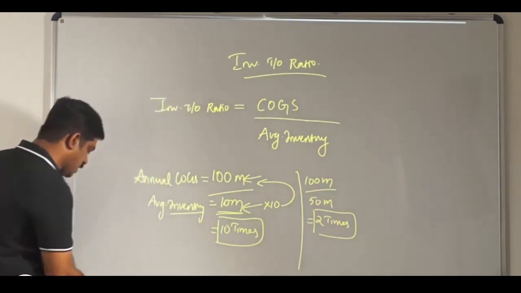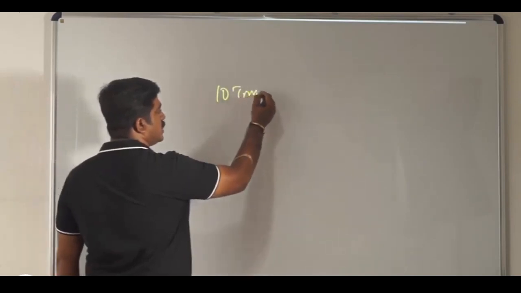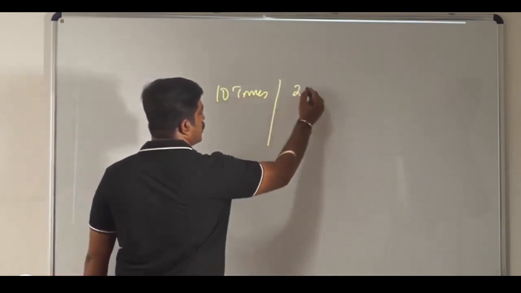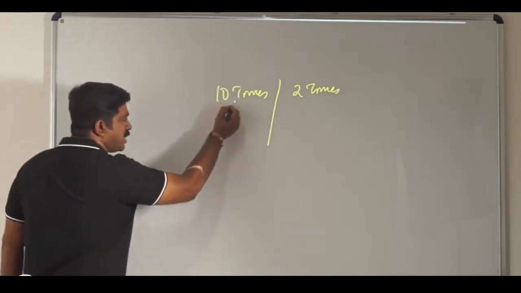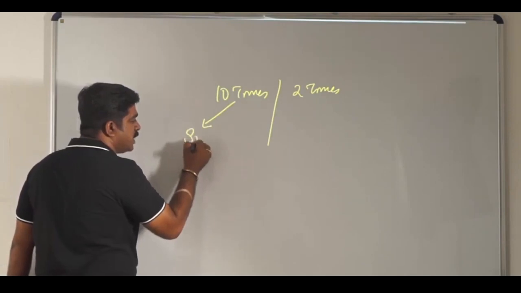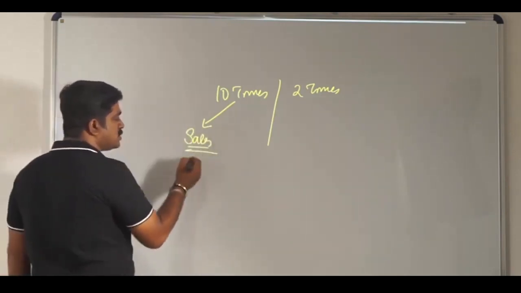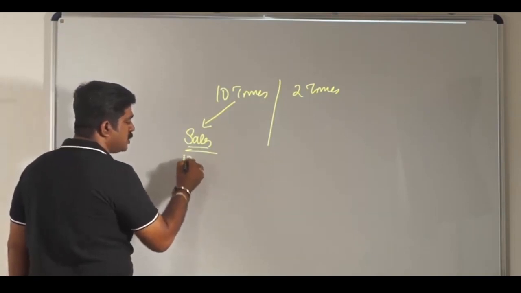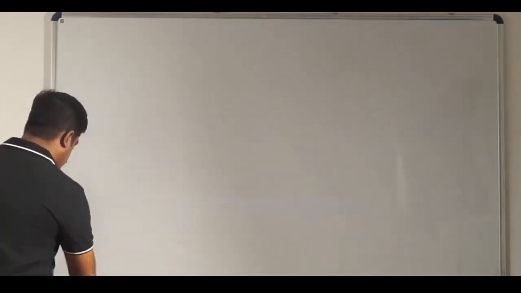Let's understand that. Let me put it here. If inventory is rotated 10 times, and if inventory is rotated only 2 times. If inventory is rotated 10 times, it means I am making sales 10 times, right? Every time I am making sales of goods worth 10 million. So 10 million into 10 times.